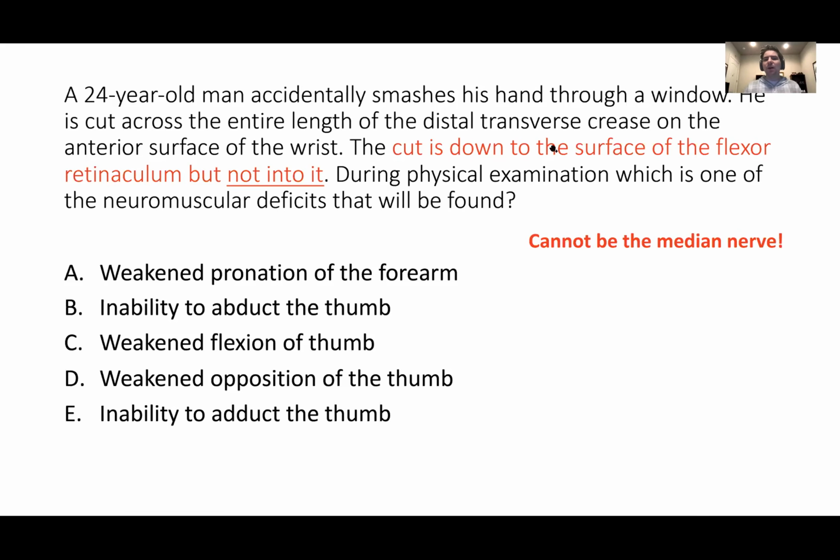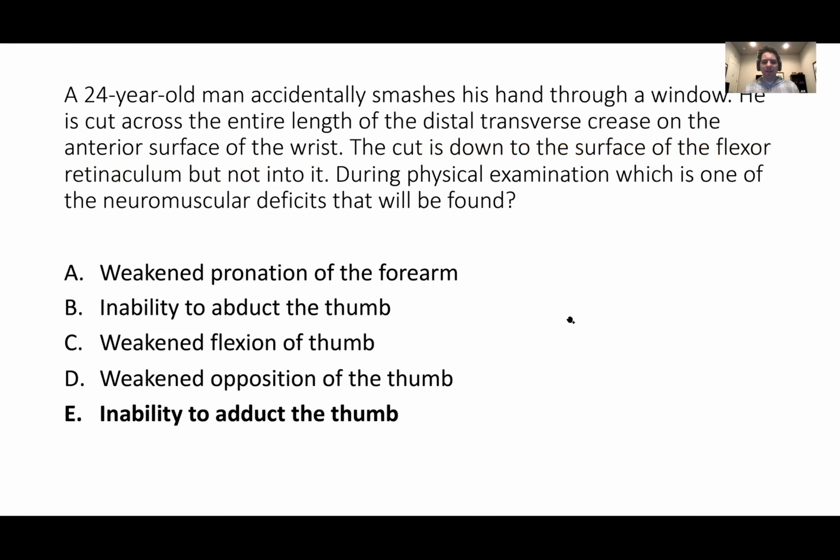Now, this says specifically, we cut down the surface, but not into it. So if we're on the anterior side of the hand, it can only be one of two things. It's either median or ulnar. And if we didn't go into the flexor retinaculum, then it has to be the ulnar nerve. The ulnar nerve doesn't go in the flexor retinaculum. It goes anterior to it. It goes through Guyon's canal, I believe. So that's the first thing. So we know we affected the ulnar nerve, not the median.